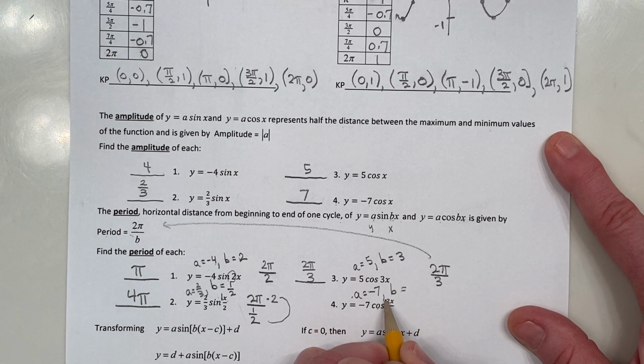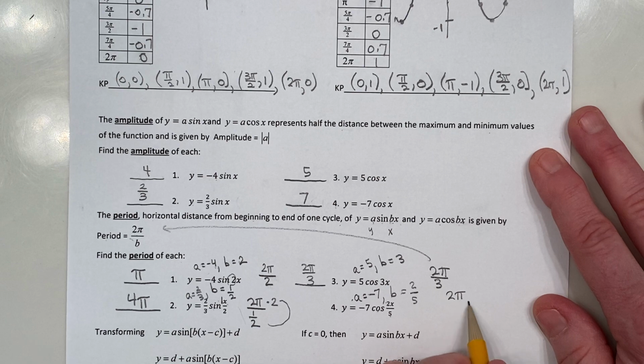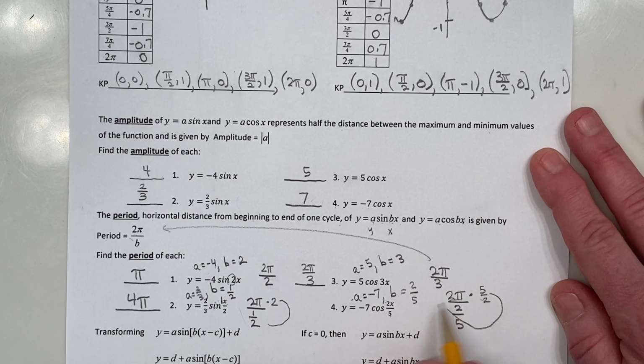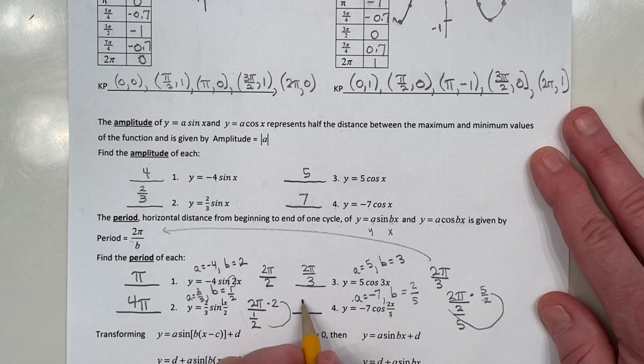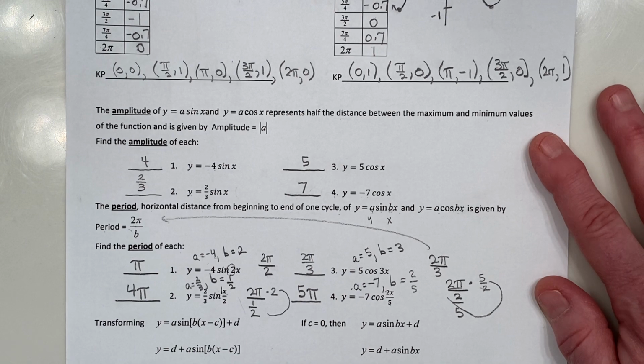Right here, A is -7, but the amplitude is +7. And B is, notice B is 2/5. So what's the period? Well, it's 2 pi divided by 2/5. I'm going to bring up the reciprocal and multiply 2 pi by 5/2. The 2's will cancel. It looks like I'm going to get 5 pi. Well, that takes a long time for that graph to complete one cycle.